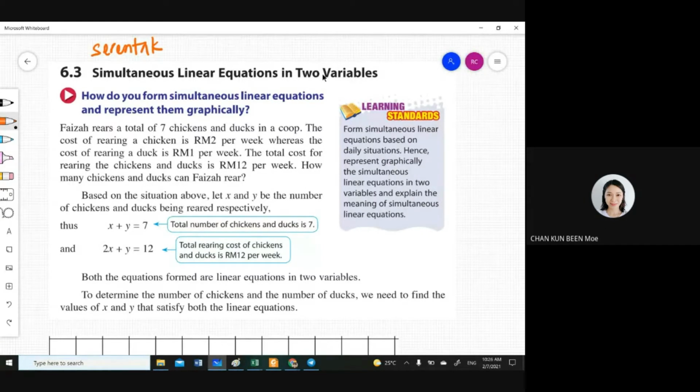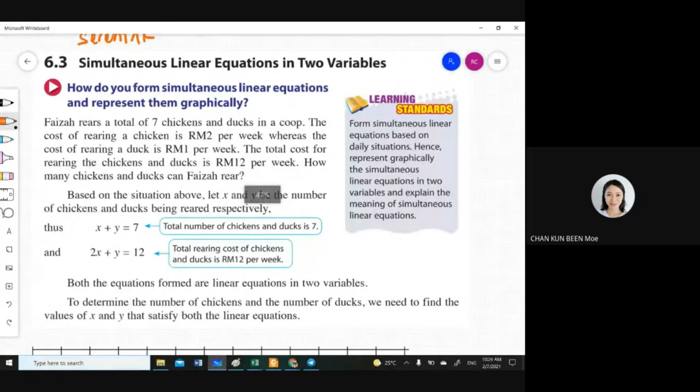Okay, now we look at the situation given on how do you perform simultaneous linear equation and represent them graphically. So today you are also going to learn on how to represent them graphically. That's why when you have to represent simultaneous linear equation, you need to draw two graphs even. So the previous one, you must do it. Okay, if you don't know how to do it, this one for sure, you don't know how to continue. Okay, now we look at the situation.